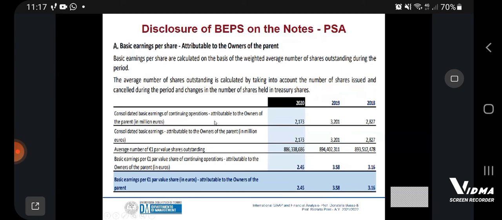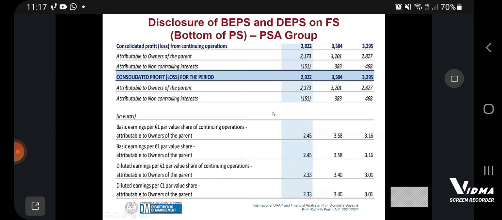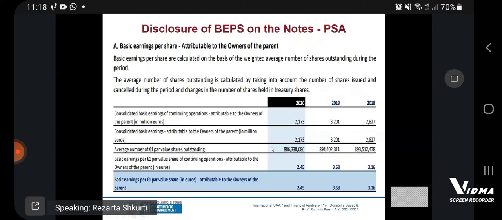Also, except for the bottom of the performance statement, or statement of performance, where we find included, as required by IAS 33, the figures of basic and diluted earnings per share, we also have the notes of the financial statement where the company has disclosed how they calculated the basic and diluted earnings per share.